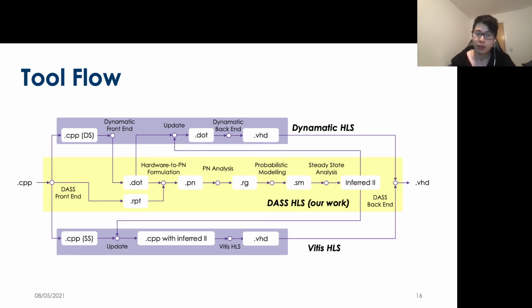Our tool flow is shown here. Firstly, the front end of DAS takes a C program and splits it into 2 groups for static scheduling and dynamic scheduling respectively. Then the Petri net model is constructed, including the best possible performance configuration of statically scheduled components. The analyzer then gives an estimated throughput of the statically scheduled components, so we can update the II with the most likely optimal IIs to save resources.